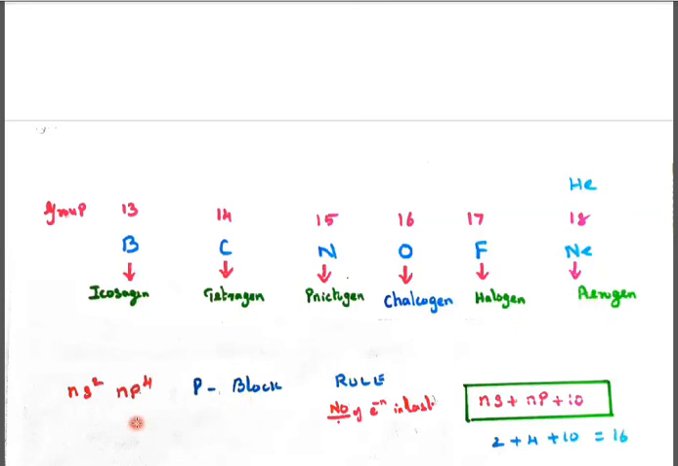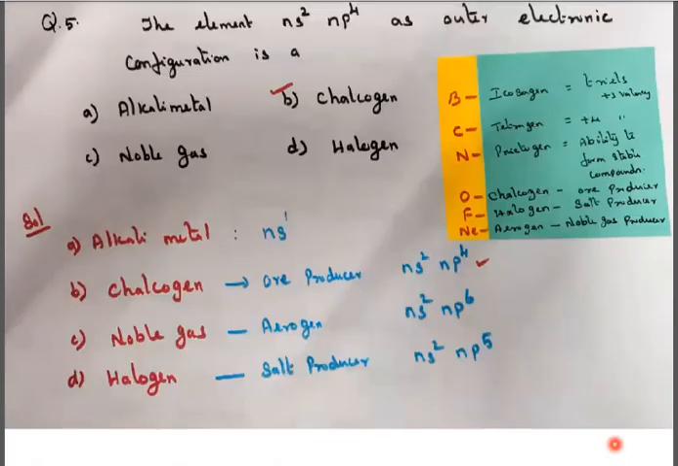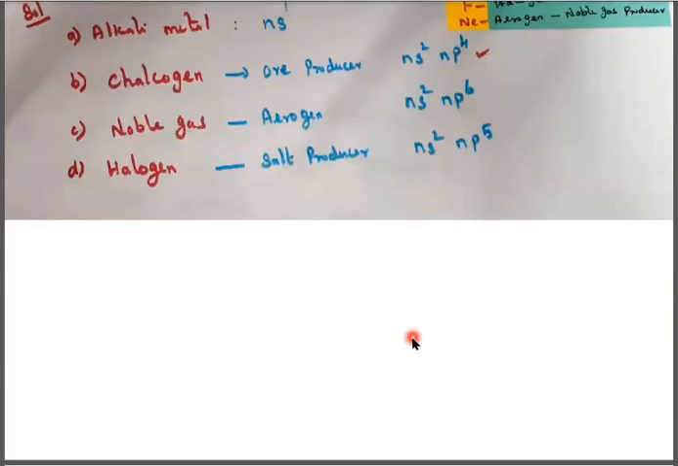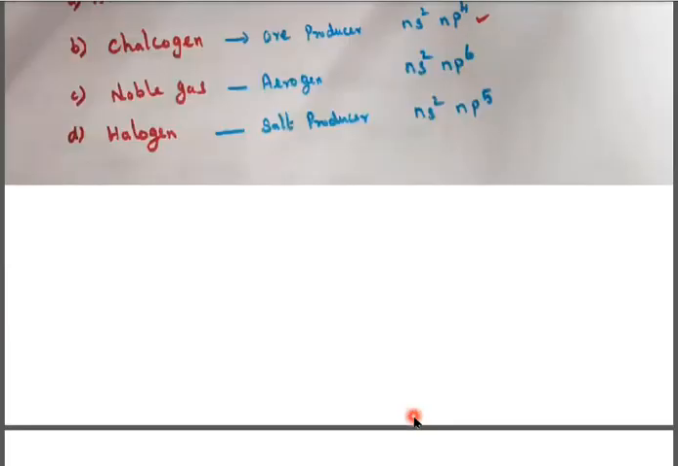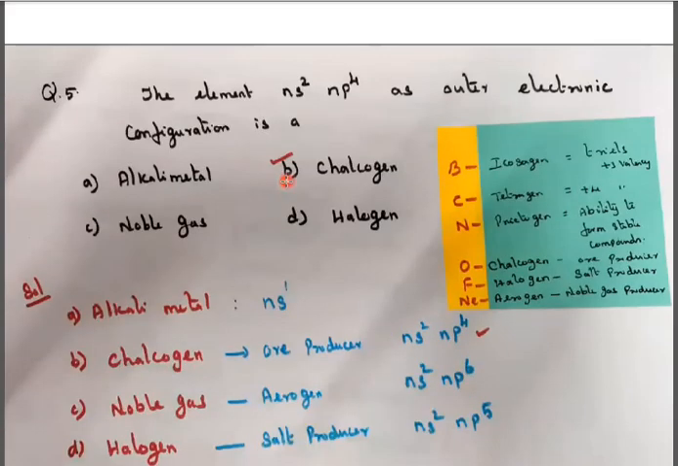In the question, they have given ns2 np4. Since it ends in np4, it is a p block element. The rule for p block elements: electrons in ns and np, plus 10. In ns there are 2 electrons and in np 4 electrons, add 10. 2 plus 4 plus 10 comes to 16. So this is the 16th group, the oxygen family, called chalcogen. So chalcogen is the correct answer.